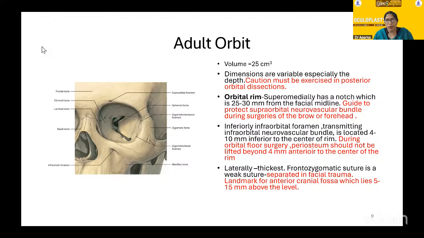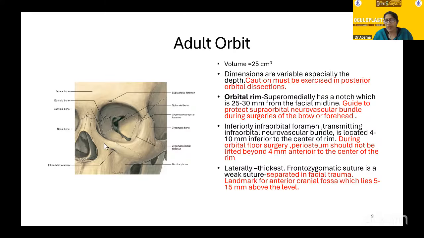Now, coming on to the orbital rim, superomedially the orbital rim has a notch which is around 25 to 30 millimeters from the facial midline. So this acts as a guide for the protection of the supraorbital neurovascular bundle, which is exiting the orbit at this region. Inferiorly, the infraorbital foramen, which is transmitting the infraorbital neurovascular bundle, is located around 4 to 10 millimeters from the center of the inferior rim.